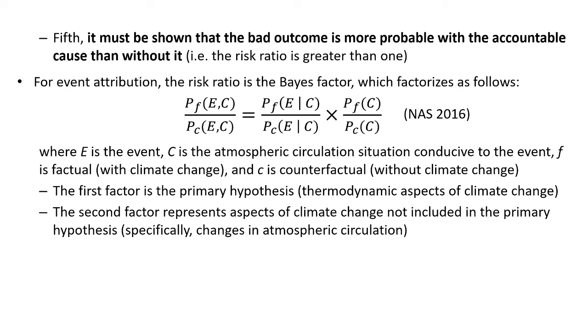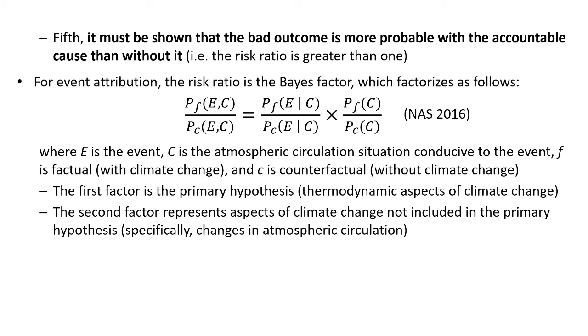You say, what's the probability under, let's say, F, which could be factual, so that's, say, with climate change. If you're doing an attribution, C is the counterfactual, that's without climate change. So it's just the risk ratio of the joint occurrence of the event that you're worried about, and C is the atmospheric circulation situation conducive to that event. So for a heat wave, it would be typically a blocking situation, and that just factorizes the conditional probability P of the event given the circulation times the probability of the circulation.